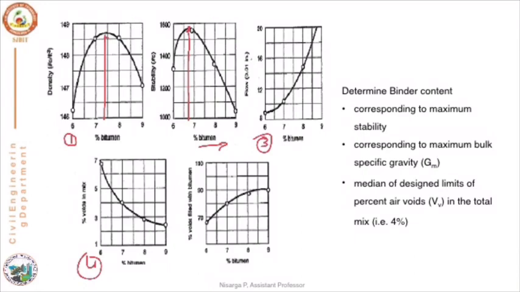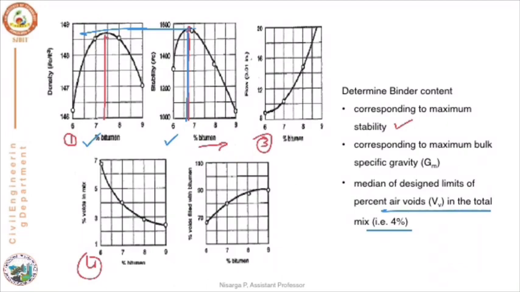The first is the binder content corresponding to the maximum value. Where you get the maximum stability, almost at the same point, your density will also be more. So first find out the bitumen content corresponding to the maximum stability, find out the bitumen content corresponding to the maximum density, and also find out the bitumen content corresponding to 4% air void.